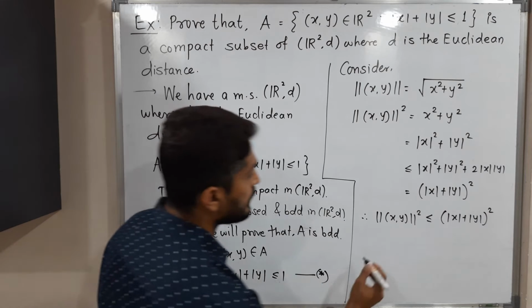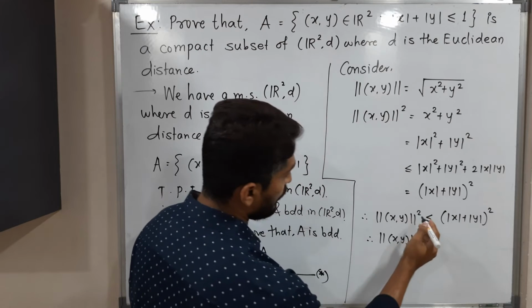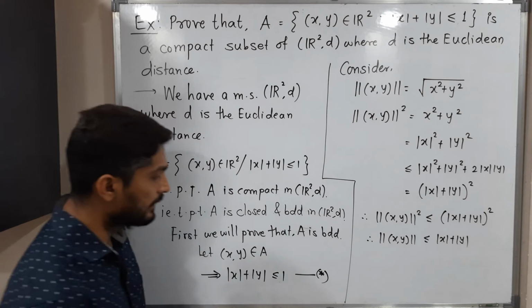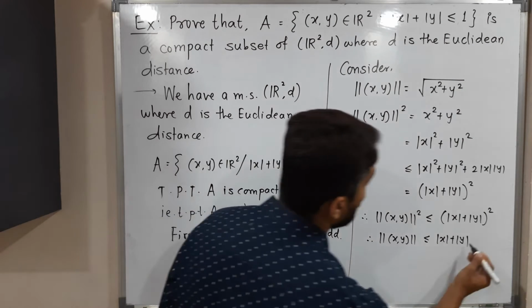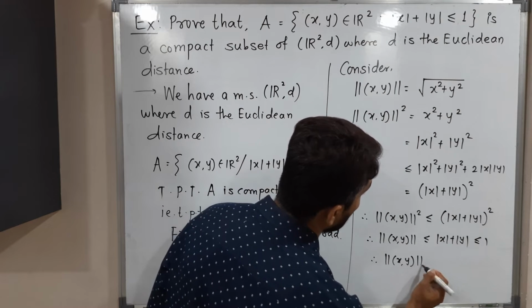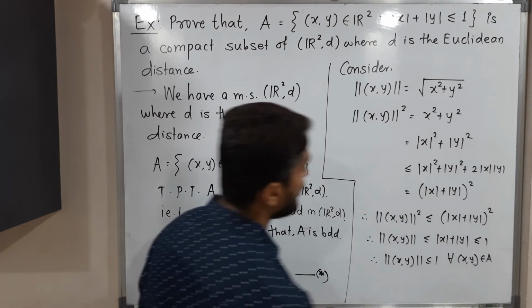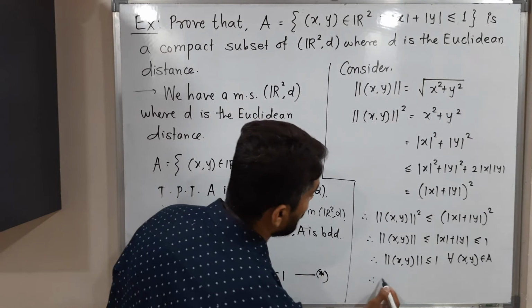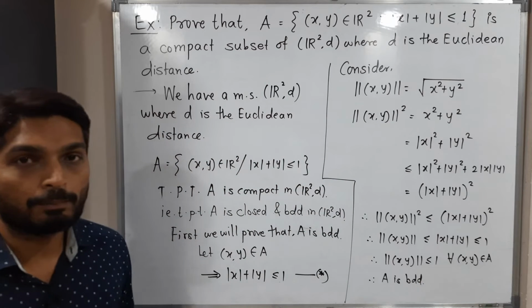Let us take the square root of both sides. So norm (x, y) is less than or equal to, taking the square root, the square root will get cancelled, |x| + |y|. But our inequality star says |x| + |y| is less than or equal to 1. So this is less than or equal to 1. Therefore norm (x, y) is less than or equal to 1 for all (x, y) belonging to A, since it is any arbitrary point of A. So in this way we proved that set A is bounded. Therefore A is a bounded set. Okay, so in this way we prove the set is bounded.